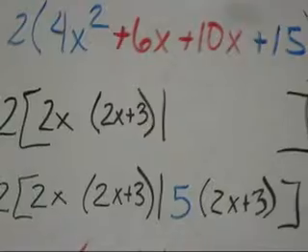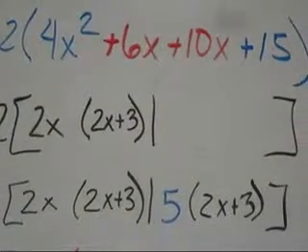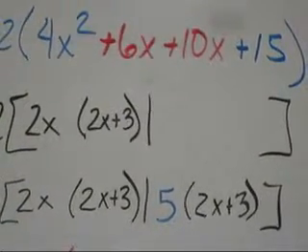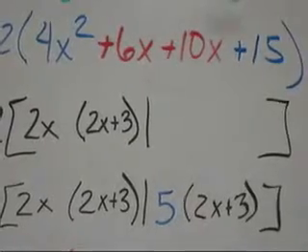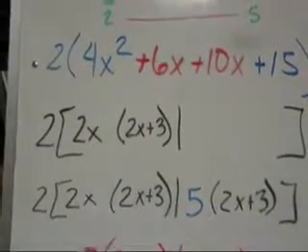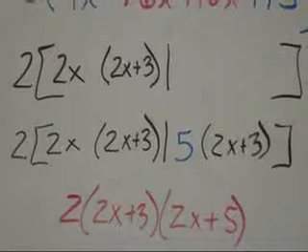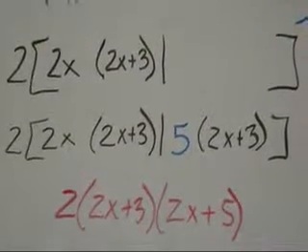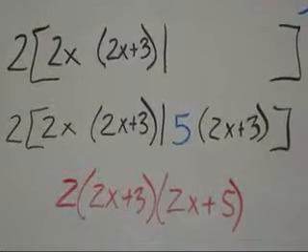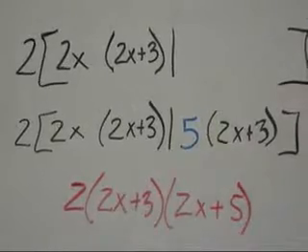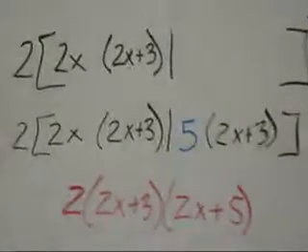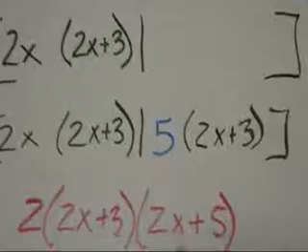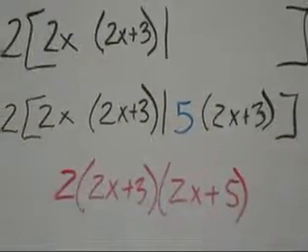That's where this 5 comes from. 5 multiplied by 2x is 10x. 5 multiplied by 3 is 15. So my final answer has 3 pieces this time. The common monomial of 2, the shared binomial of 2x plus 3, and the other binomial which we create out of the 2 monomials we factored out, the 2x and the 5. We're done.